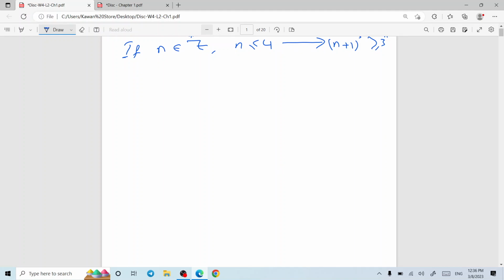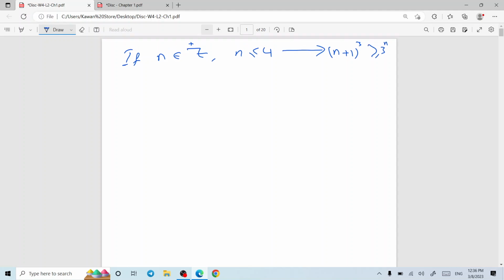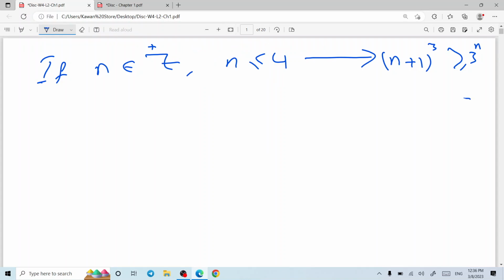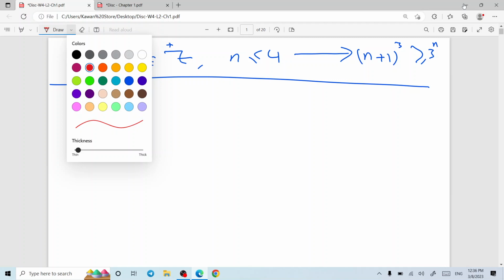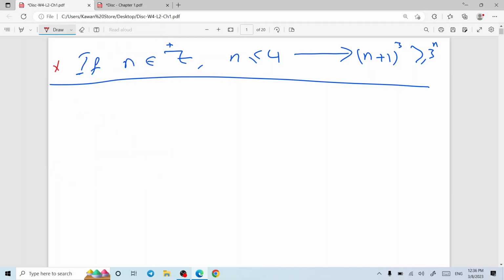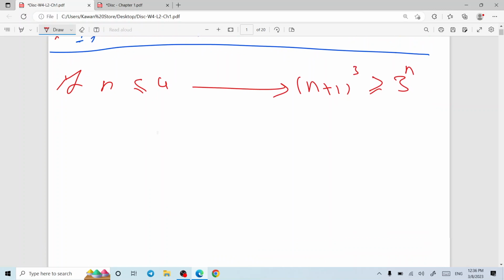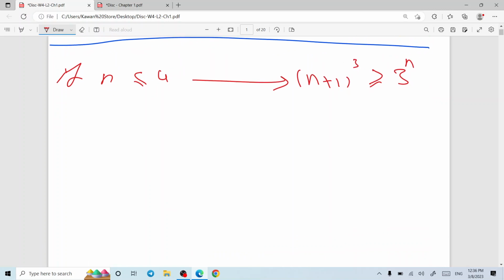So how do we solve that one? Before we solve it, I'm going to manipulate the theorem. For example, forget about that one. If I say, if n less than 4, then (n+1)^3 is greater than or equal to 3n. Tell me about this statement. Is it true or not?